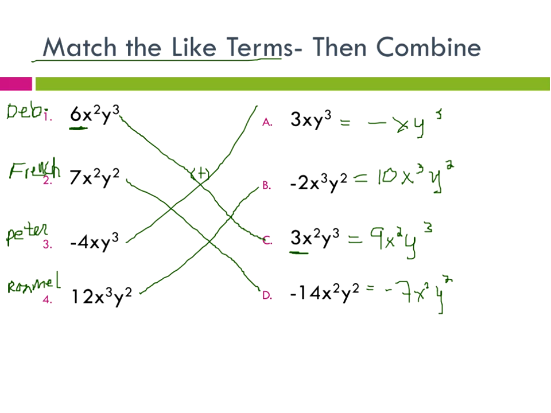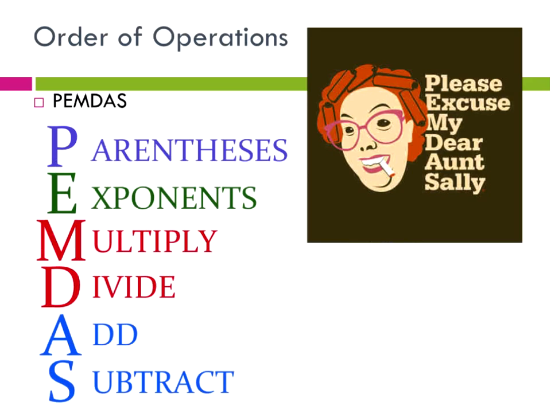All right, thank you for your participation on that. So that's combining like terms. And again, what you all recognize is the idea that the variables themselves do not change. What's changing are those coefficients when we add and subtract like terms.